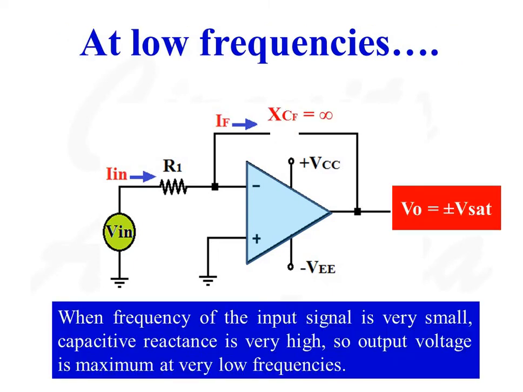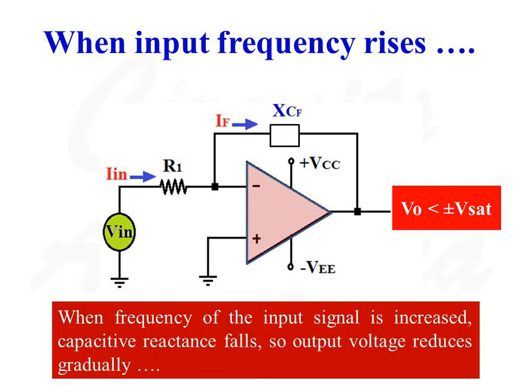At very low frequencies, capacitive reactance is very high, and as capacitive reactance is very high, output voltage is maximum at very low frequencies. So the circuit behaves as an open circuit. Depending upon the polarity of the input signal Vin, output voltage will be either at plus Vsat or at minus Vsat. If Vin is positive, output voltage will be at minus Vsat, and if Vin is negative, output voltage will be at plus Vsat.